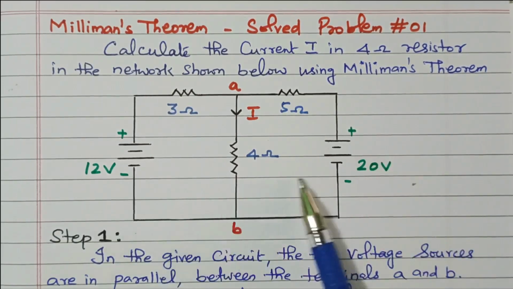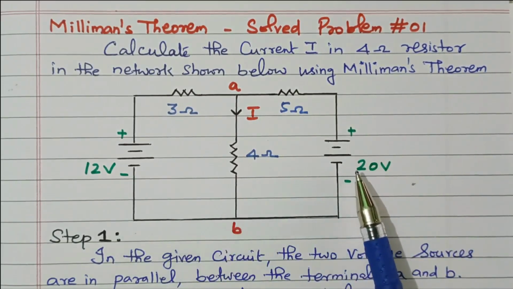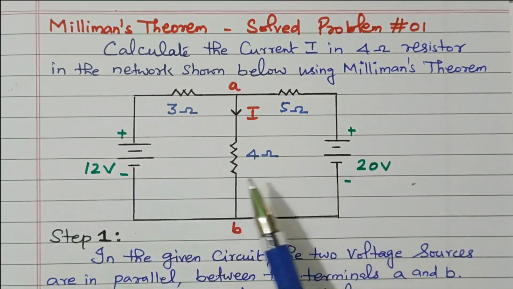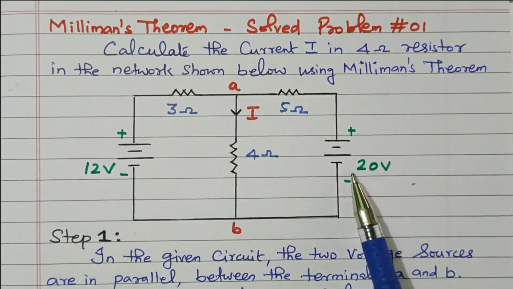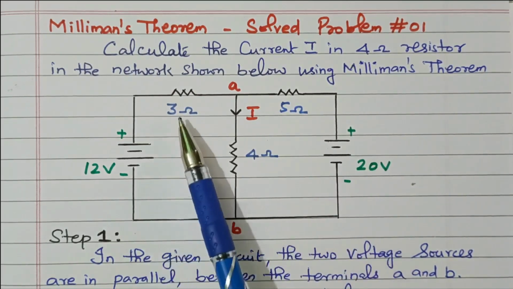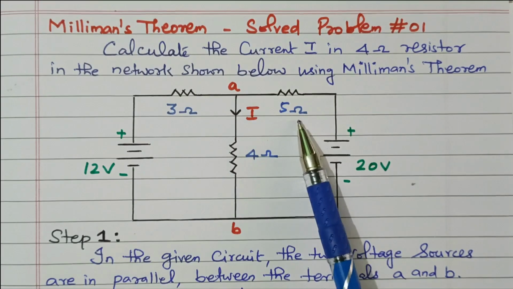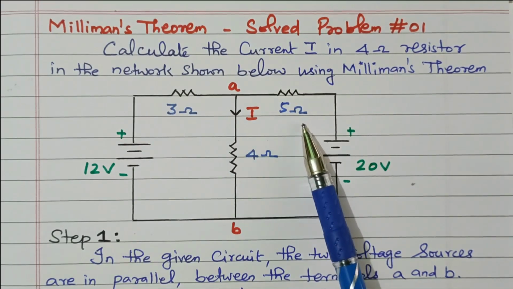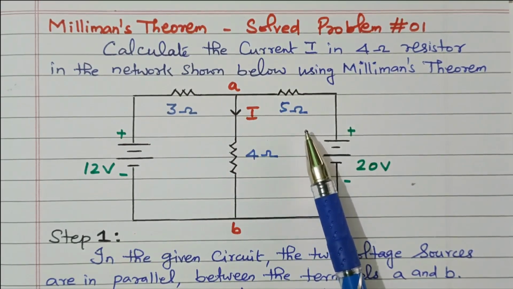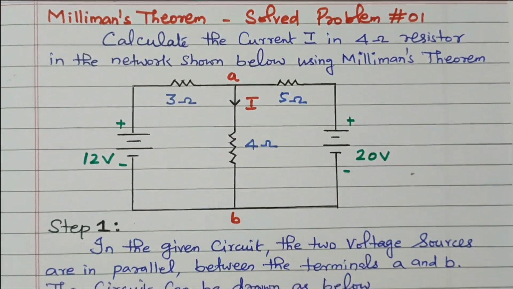So here we have two voltage sources available. Step one is we will convert these two voltage sources into a single equivalent voltage source. That is the first step. Similarly, there are two resistors available, so we need to find the single equivalent resistance. So we will go to step one.